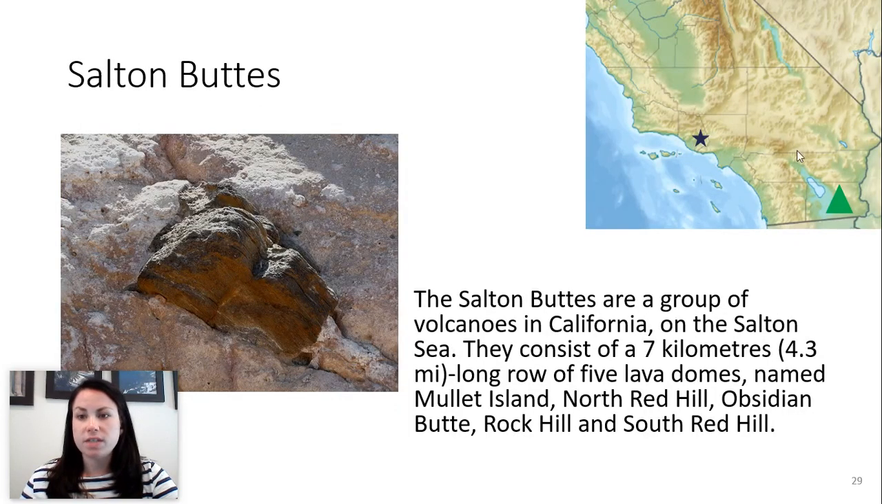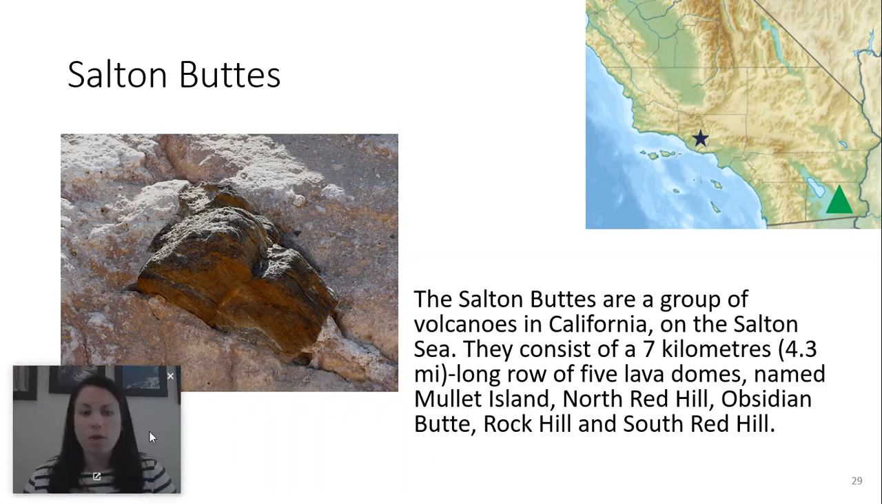Okay, so here's one that's further south. Again, here we are. This is the Salton Buttes. This is near the border of California and Mexico. Further inland from San Diego, but along that way. The Salton Buttes are a group of volcanoes in Southern California on the Salton Sea, and they consist of 7 kilometers long of lava domes named Mullet Island, North Red Hill, Obsidian Butte, Rock Hill, and South Red Hill. So here, yeah, rhyolite. Okay, so here's an example of some of the features that you might see there. And this is an outcrop of some rhyolite at the Salton Buttes.